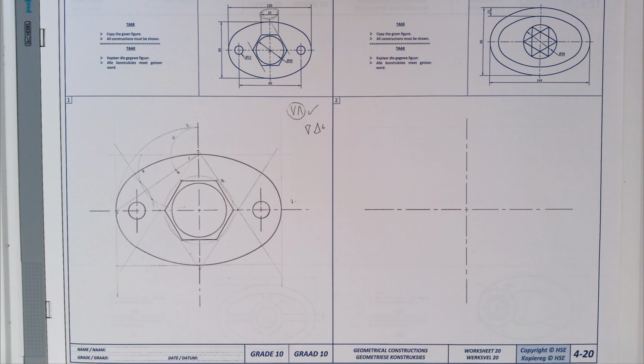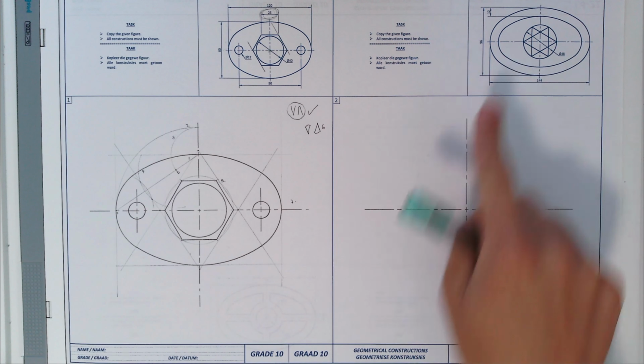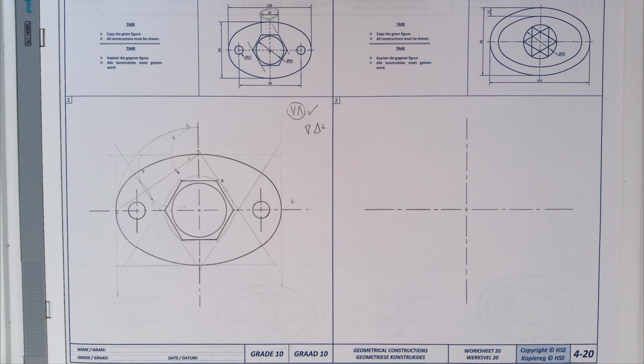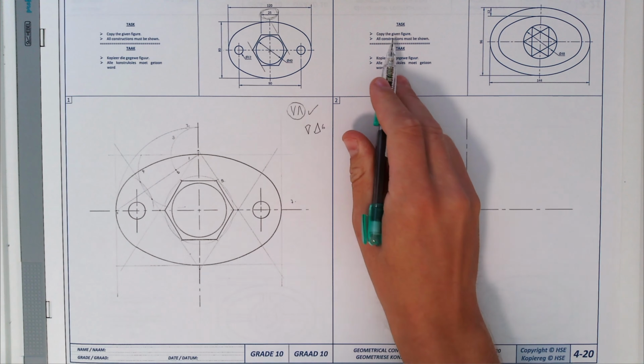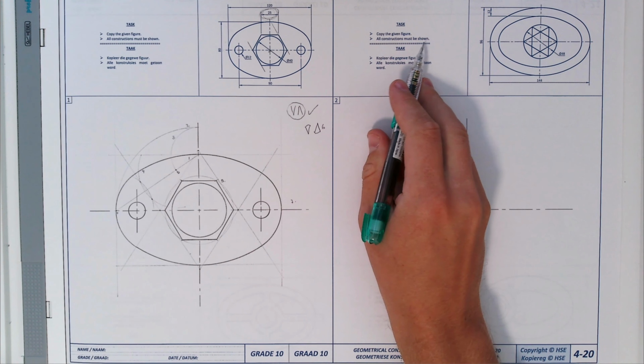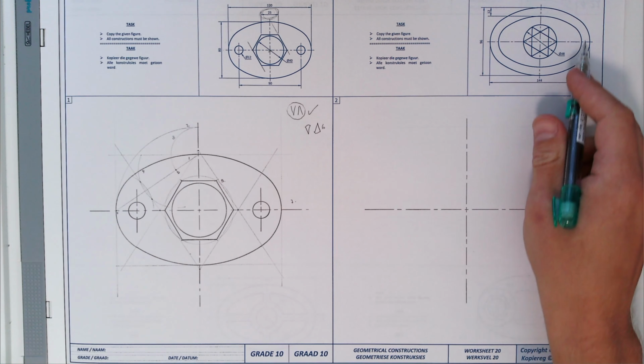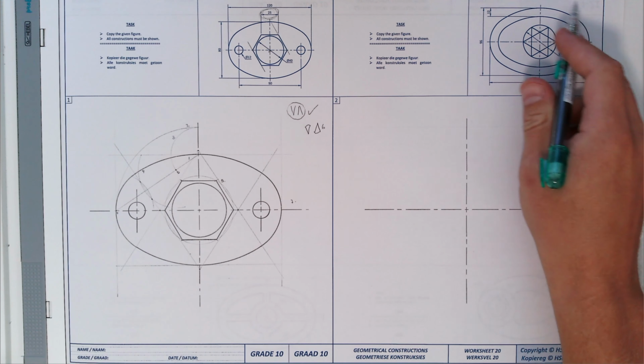In today's lesson, we will look at the geometrical construction of an ellipse in the grade 10 HSE Workbook, page 4-20. And we're going to start by reading the question or the task. The question is as follows. Copy the given figure and all constructions must be shown. This is the given figure.